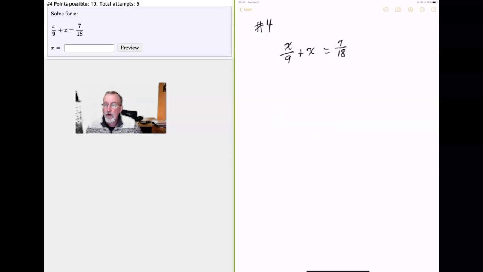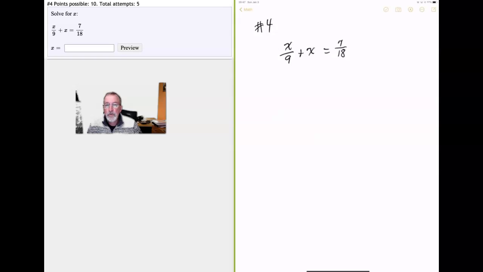Okay, here's the next problem. We're working on practice problems for Math 55, Unit 3. So this will be the midterm. And this we're solving for x. So x over 9 plus x is equal to 7/18.